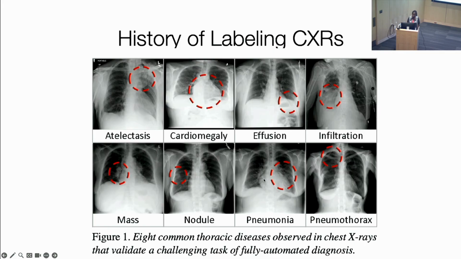And then you can have pneumonia. Pneumonia is really a clinical diagnosis, but some people will say that this is pneumonia, and pneumothorax just means you have air around your lung. So these were the 8 data sets, and you can see why they also generated a lot of debate.